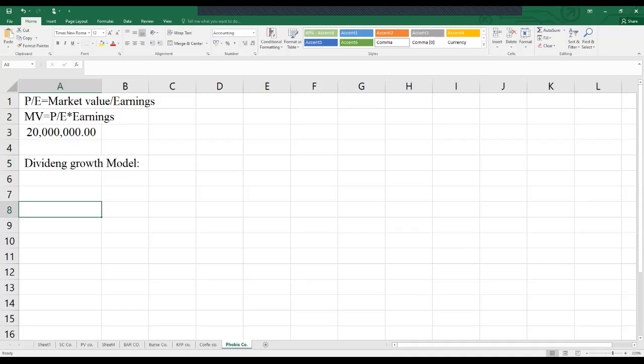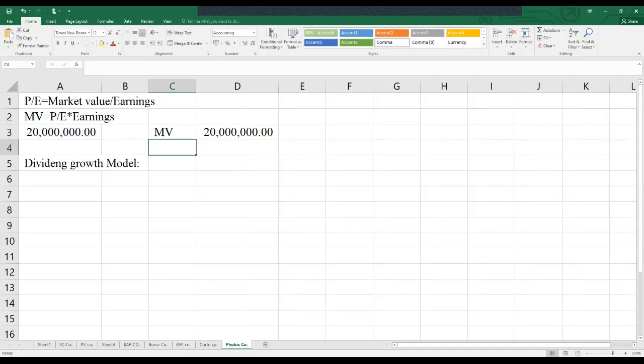By then, you don't need to show this formula as I've done here. You can simply go straight and say the market value of the company, and let me just show you what I mean. You can simply say market value of the company is equal to 20 million. You simply just show the workings you've done. You don't need to show all this. This is just for our own class argument.